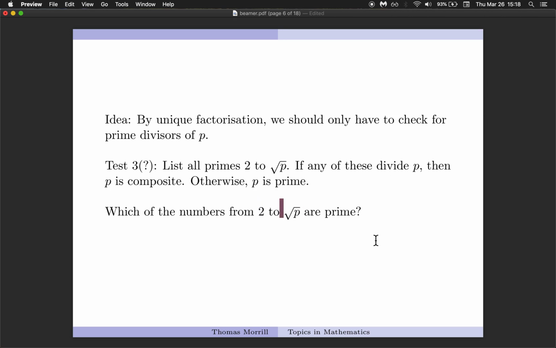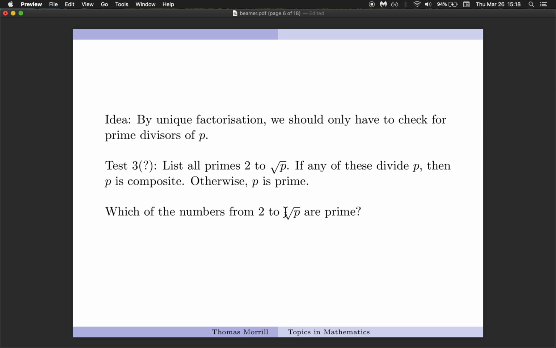Is it prime, right? I say, okay, I know 2 is prime. I know 3 is prime. I know 5 is prime. I get out to the end of this list. I get up to starting to hit up on the square root of p. How do I know that the number that comes before the square root of p is prime?